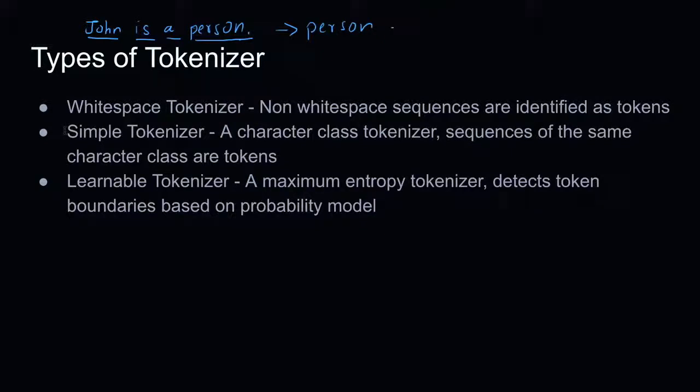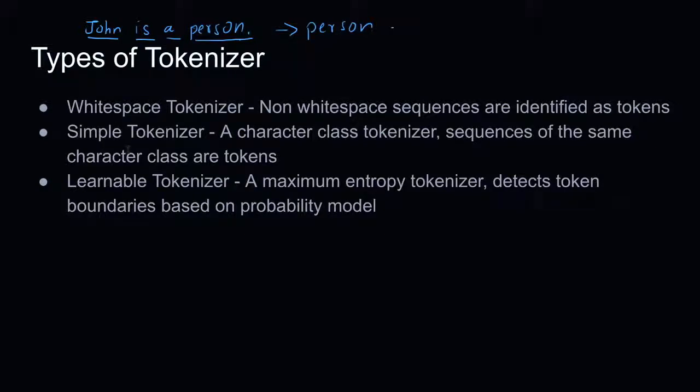These four tokens are not very helpful for further processing because person dot cannot be consumed directly. We need the final output as John first token, is second token, a third token, person fourth token, and dot the fifth token. That's our expected output, but when we use a whitespace tokenizer, that won't be the final output.